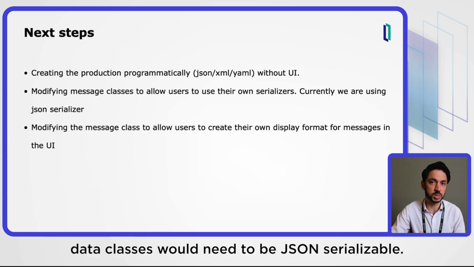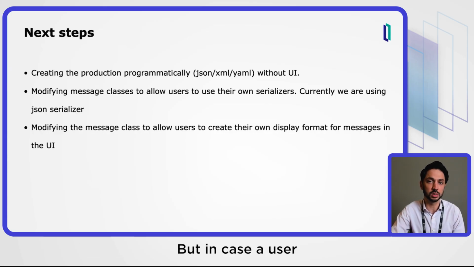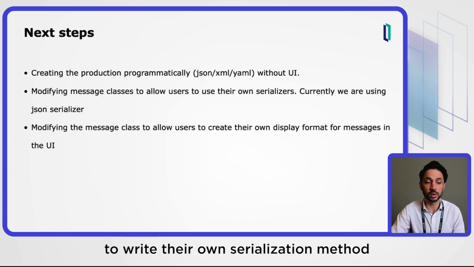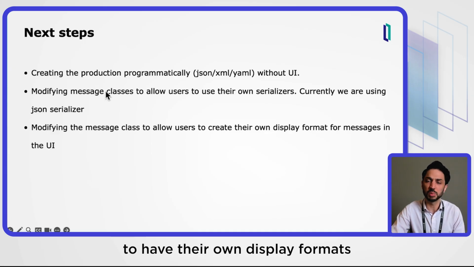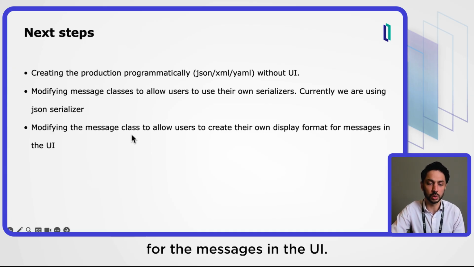So your data classes would need to be JSON serializable, but in case a user would want something different, we can expose that ability for them to write their own serialization method in the message class. And also the ability to have their own display formats for the messages in the UI.